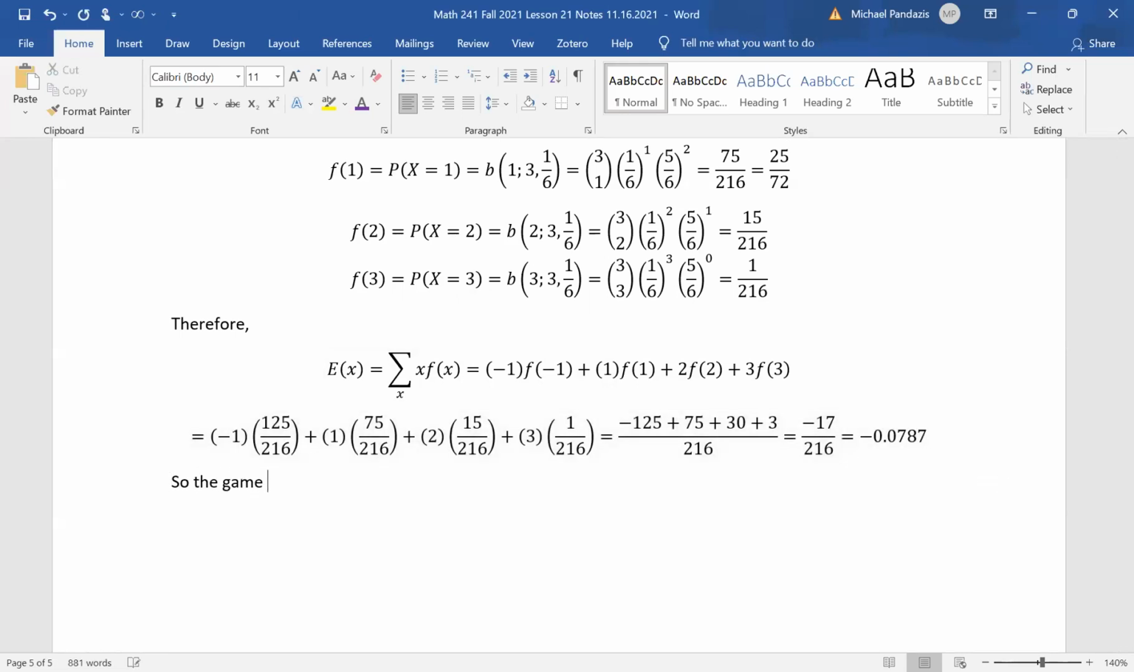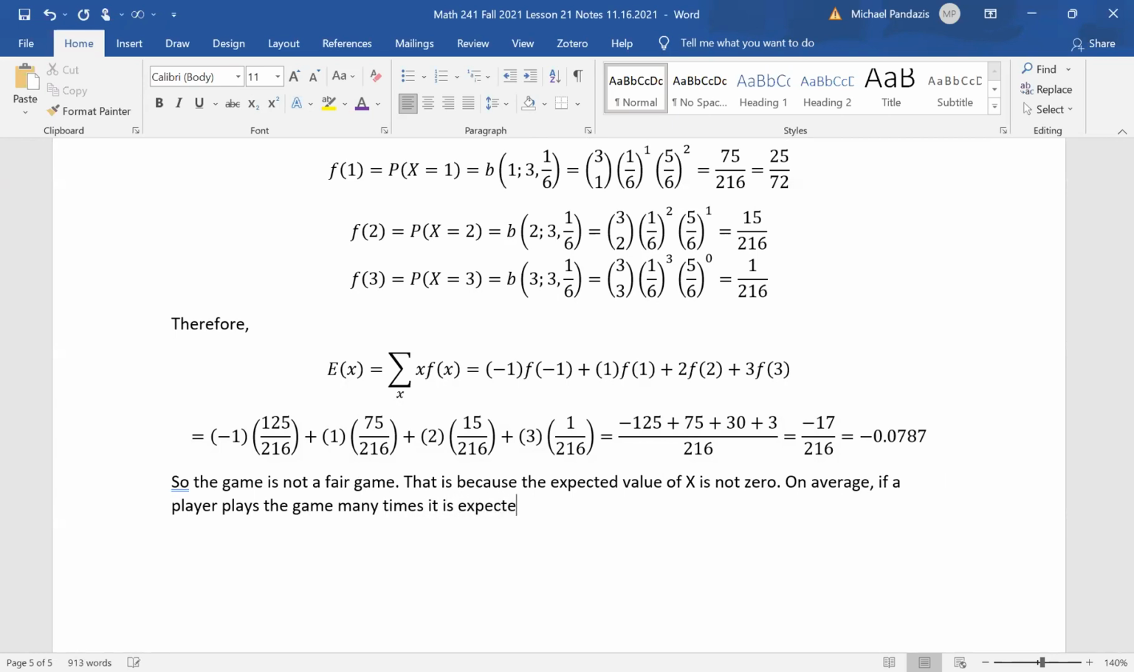So the game is not a fair game, right? The expected value is not 0. So the game is not a fair game. That is because the expected value of capital X is not 0. On average, if a player plays the game many times, it is expected, what I just said, that he or she will lose about 8 cents per game.